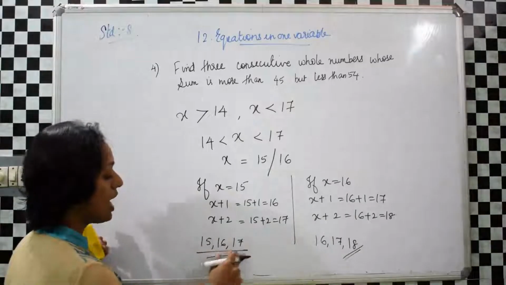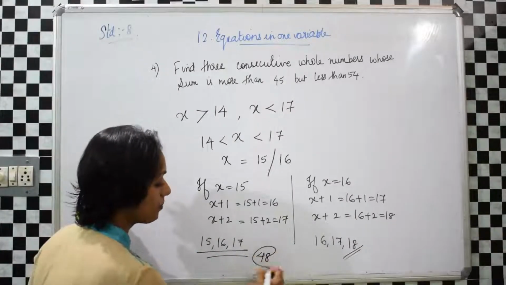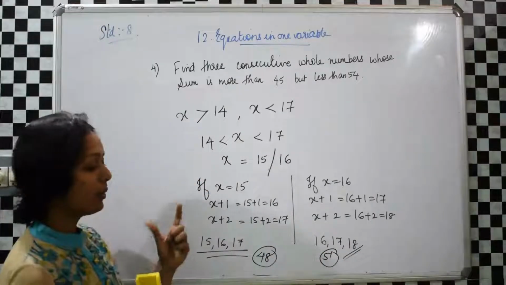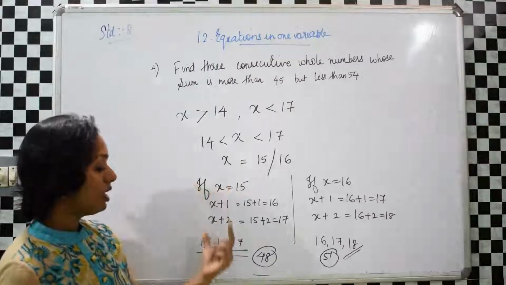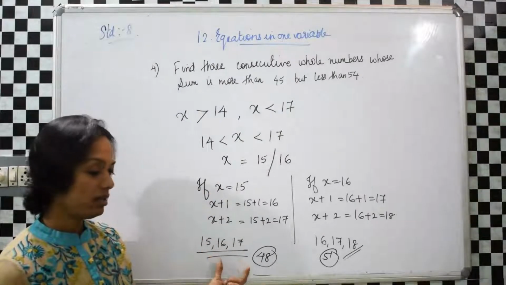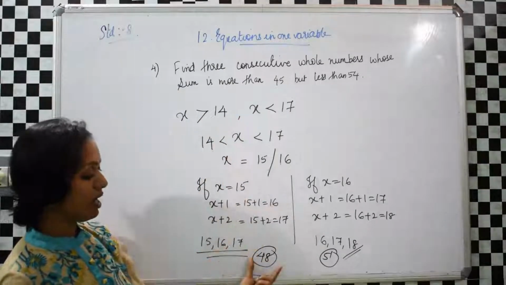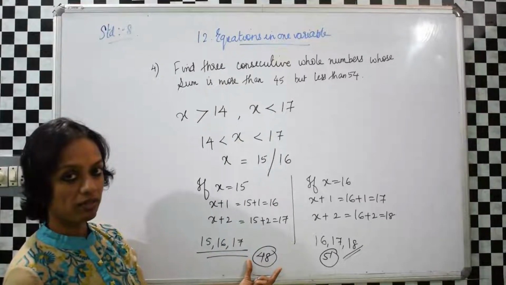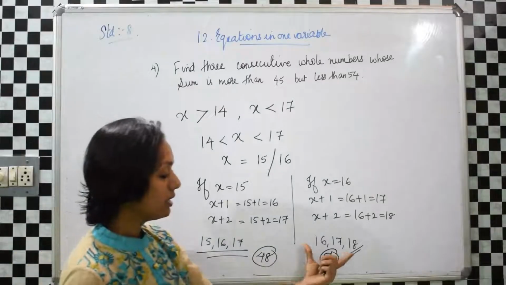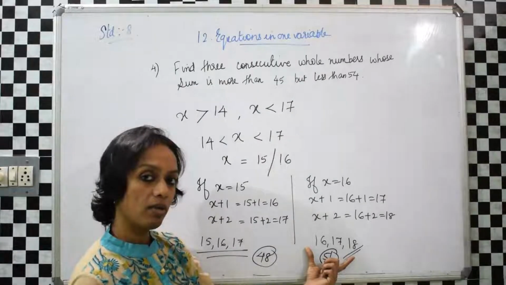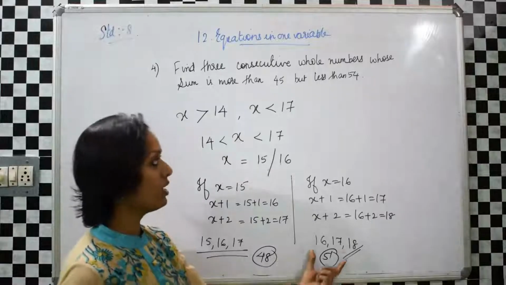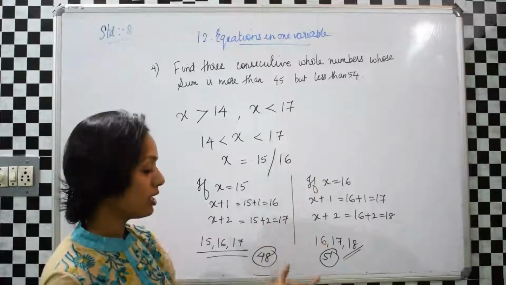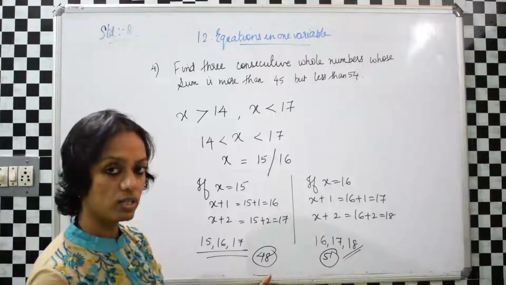Now when you add this you get 48 and when you add this you get 51. Now as per the condition, the 3 numbers on addition is greater than 45 and less than 54. So 48 is between 45 and 54. Likewise, these 3 numbers on addition give you 51. So 51 again is greater than 45 and less than 54. So your conditions are satisfied. You can cross verify this way.